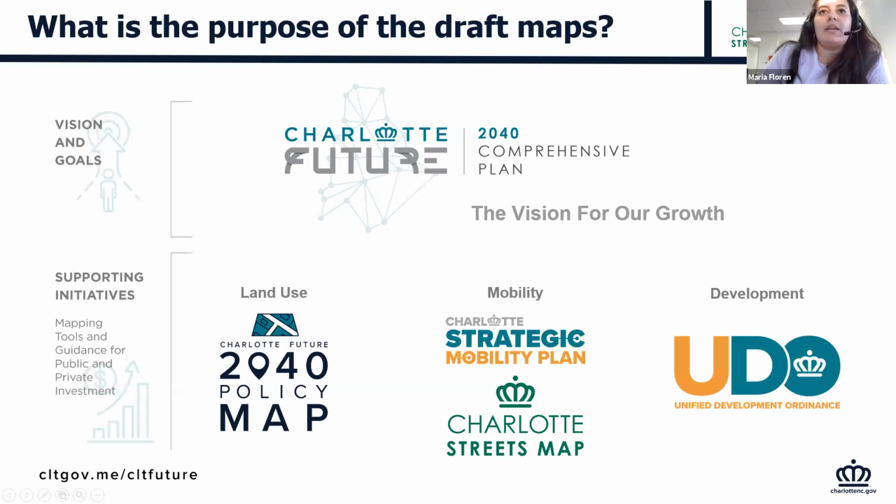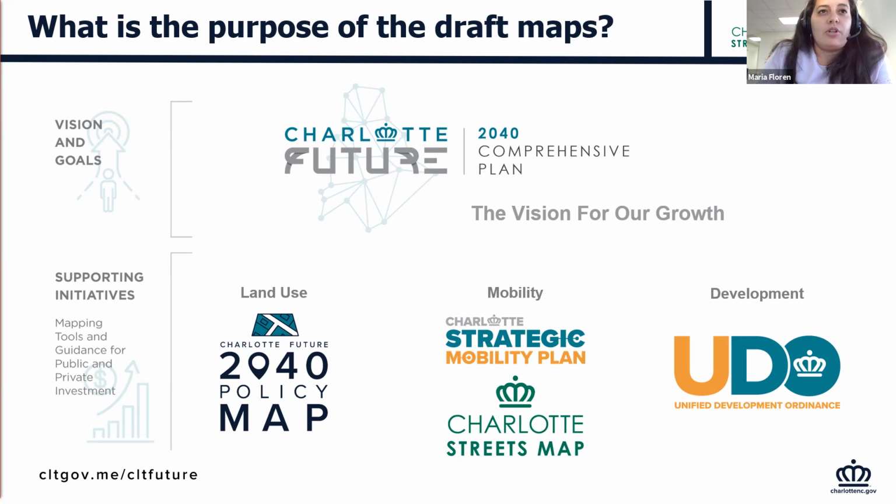So we're going to just review some basic information about the plan, about the planning efforts. So what is the purpose of the Charlotte Future 2040 policy map and the Charlotte Streets map? The purpose of these two maps is to help implement the vision of the Charlotte Future 2040 Comprehensive Plan, which is the guiding document for our city's growth and development over the next 20 years, which was just adopted back in June by City Council. And there are now several major initiatives underway to help put that plan into action.